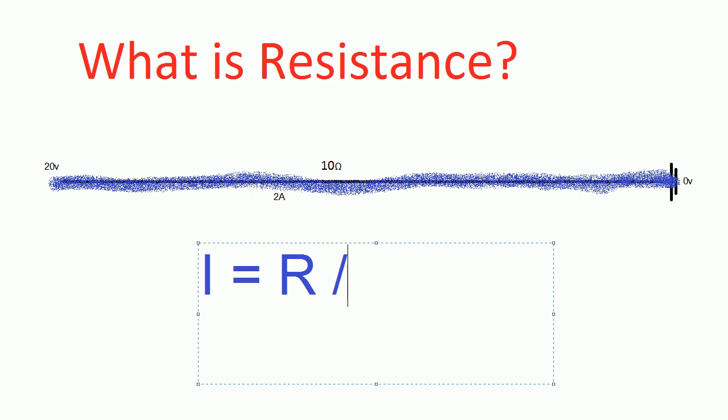And, oh, whoops, actually, that is very bad. I got that wrong. I equals E over R. I should really know that by now. But, so yeah, E is electromotive force, and electromotive force is voltage.